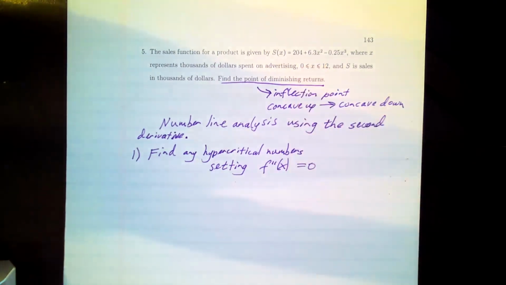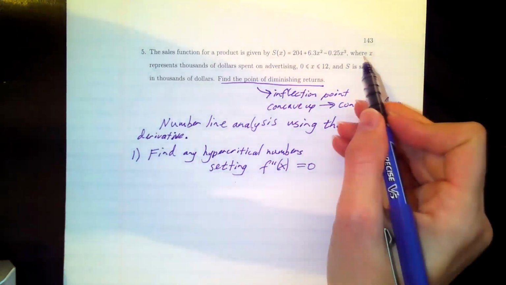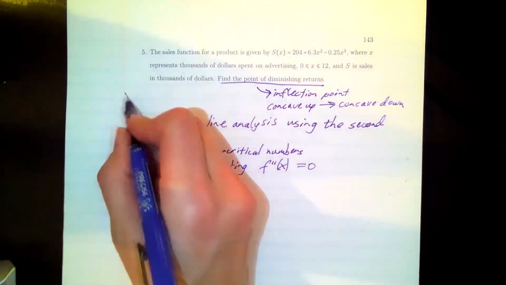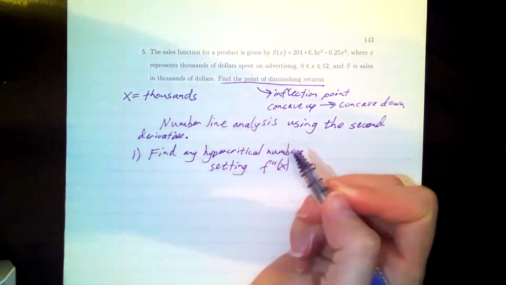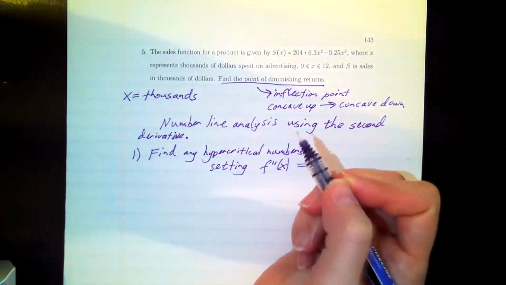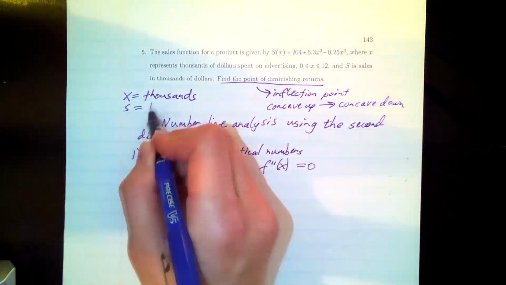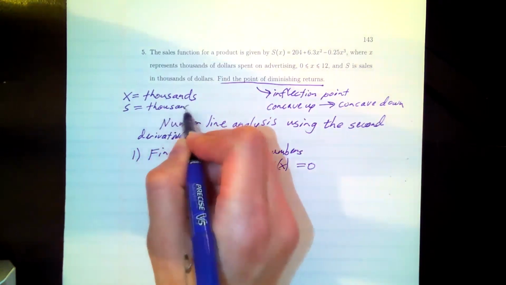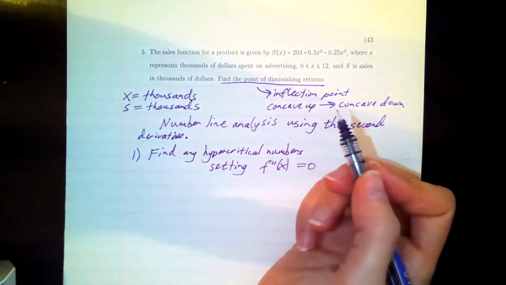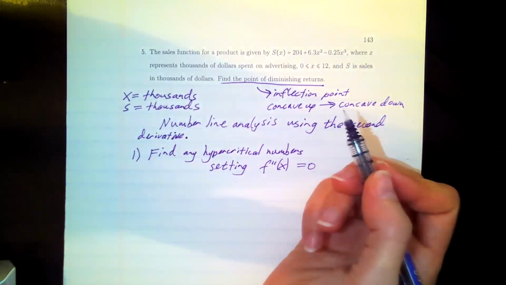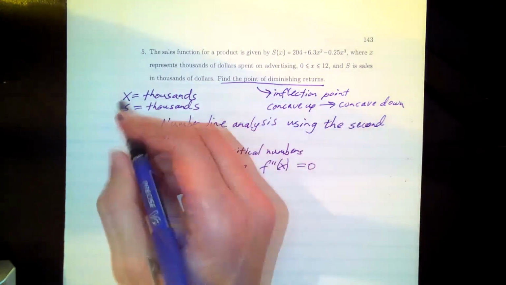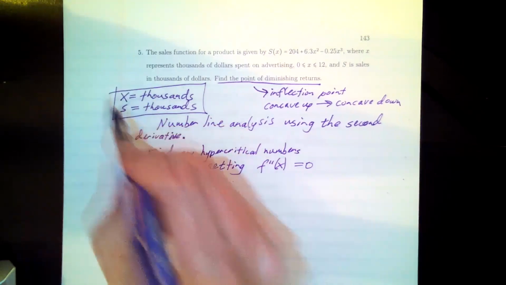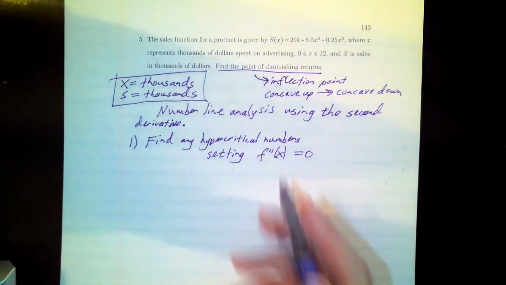So let's make a couple of notes here before I get started. It says X is in thousands of dollars. So that means if X is 1, for example, that's 1,000. And sales is also in thousands. So if I get an answer of S equals 8, for example, that would be 8,000. And I will have to transfer that over into thousands in order to answer the question. So let's keep that in mind. All right, let's get to it.